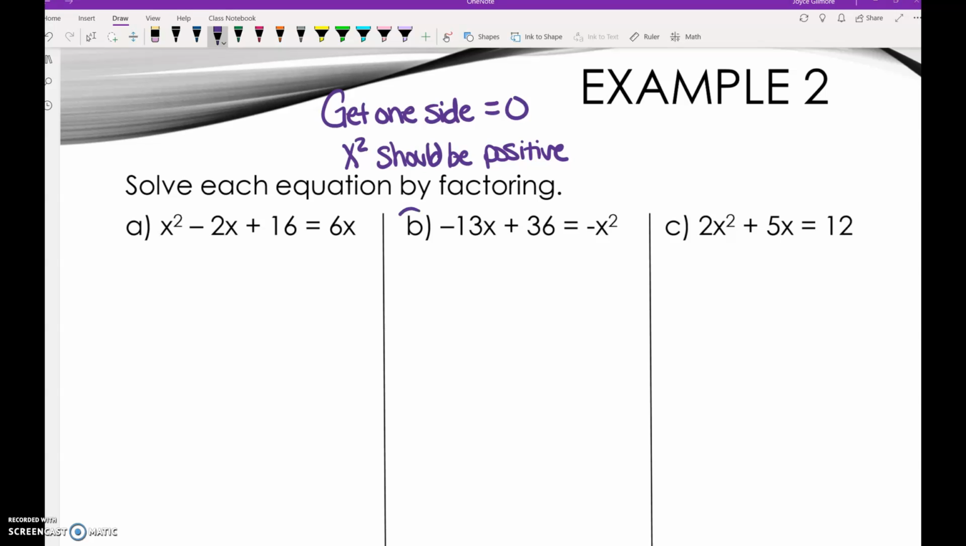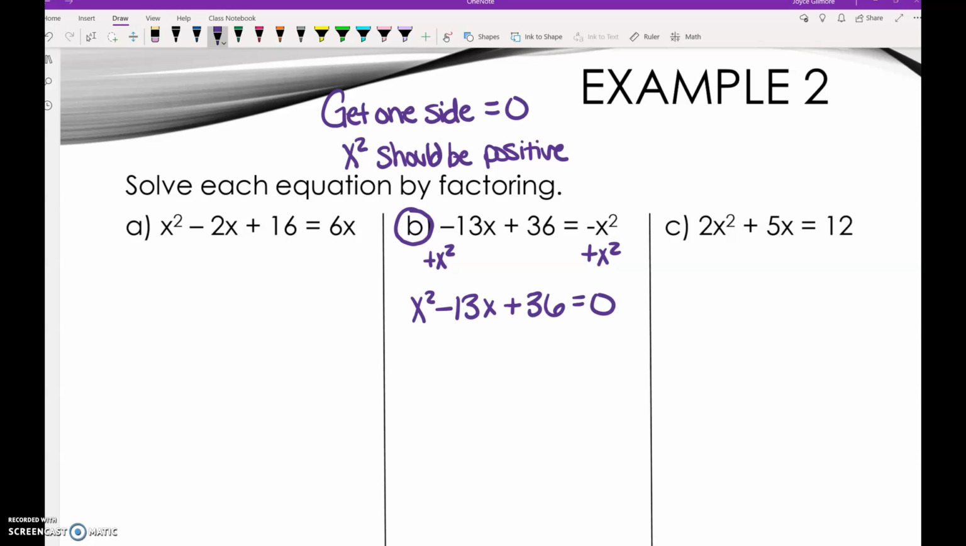Let's start with example B. I want x squared to be positive, so I'm going to add x squared to both sides. You just have to be mindful of how you're rearranging the equation so you end up with 0 on one side and so that your x squared is a positive term. Now, on your own, factor that trinomial and solve.